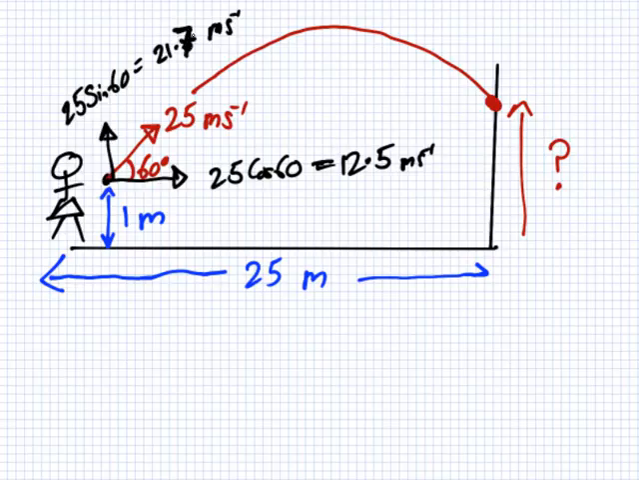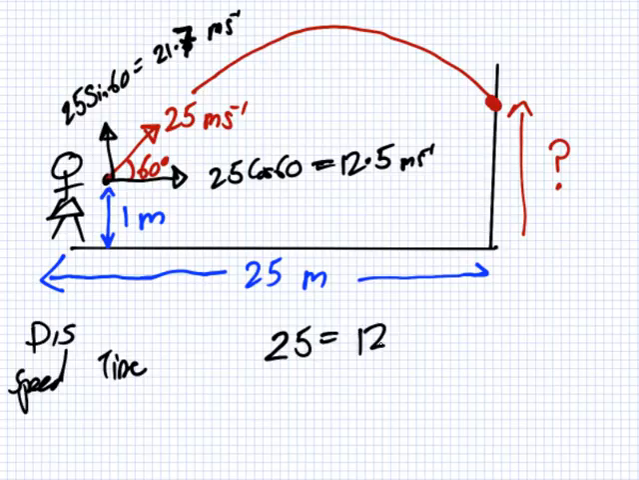So what are we looking for? Maximum height? First the time. So, how can I get the time? Horizontally or vertically? Horizontally, because we have the information horizontally here. We know that it travels 25. It's a triangle: distance, speed, time. So distance is 25 and speed is 12.5. If I want the time, that's distance over speed, which equals 2 seconds here.